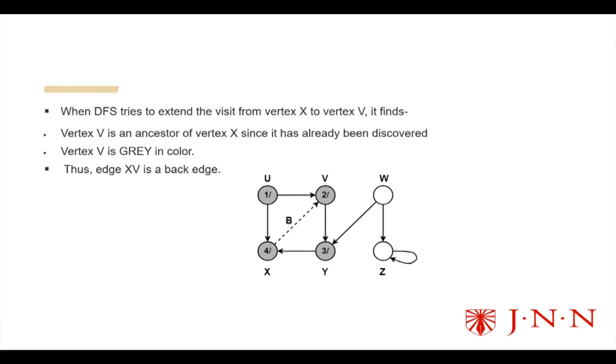Now the algorithm tries to extend the visit from vertex X to vertex V, and particularly vertex V is an ancestor of vertex X, and it has already been discovered. Now it is gray color, and the edge XV, which is represented as a dotted edge, is denoted as B, that is, it is a back edge.